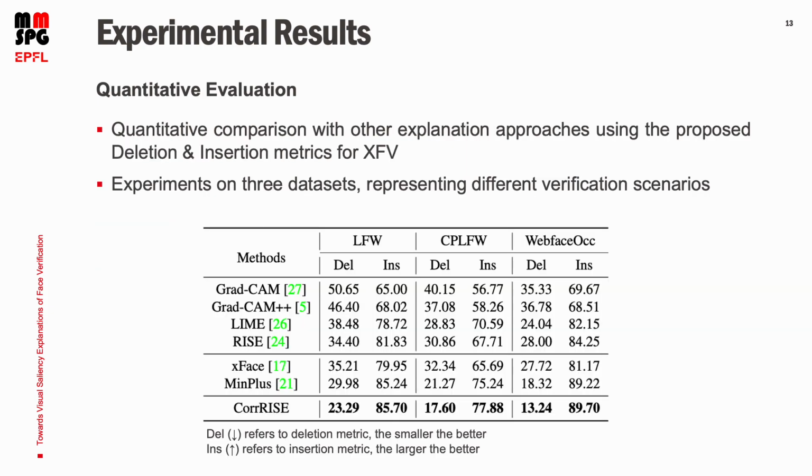In addition to visual demonstration, we conduct a quantitative evaluation using our proposed deletion and insertion metrics for a fair comparison. The experiments have been performed on 3 datasets, representing 3 different verification scenarios. As shown in the table, the quantitative metrics show that CorrRISE is capable of providing more precise saliency maps for all 3 datasets.